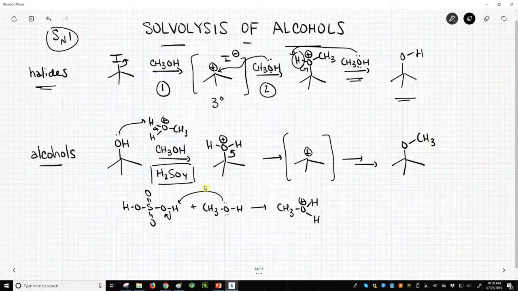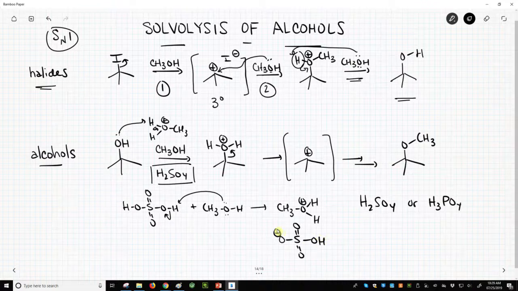So what acid do you use? Almost always people use sulfuric acid or phosphoric acid, H3PO4. These are acids that when they are deprotonated, they form very weakly nucleophilic conjugate bases. So the conjugate base in this acid-base reaction is this anion. It's called bisulfate anion. This is a really weak nucleophile.